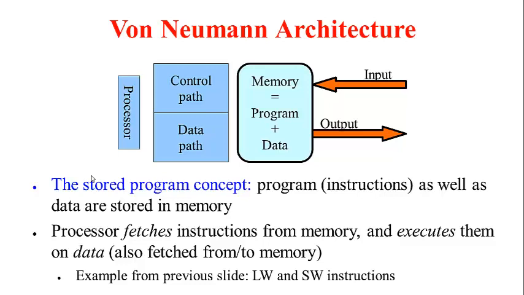The processor has the job of getting instructions from memory, and the instructions operate on the data which is also fetched from or stored to memory. In the previous example, there were two MIPS instructions, load word and store word, which interact with memory. Load word corresponds to fetching data from memory, and store word corresponds to storing data into memory.